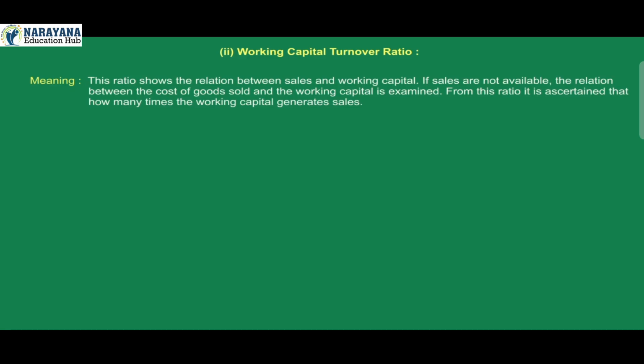2. Working capital turnover ratio. Meaning: this ratio shows the relation between sales and working capital. If sales are not available, the relation between the cost of goods sold and the working capital is examined. From this ratio, it is ascertained how many times the working capital generates sales. Formula: working capital turnover is equal to sales or cost of goods sold divided by working capital.